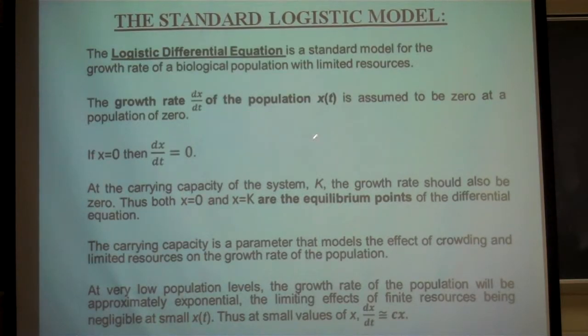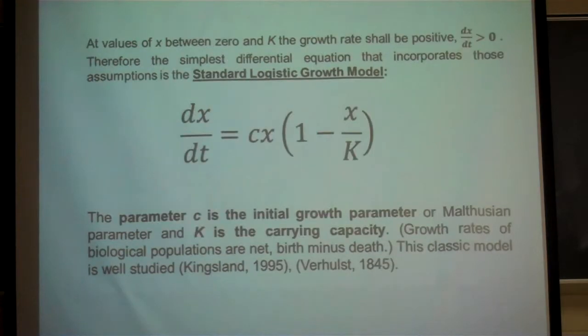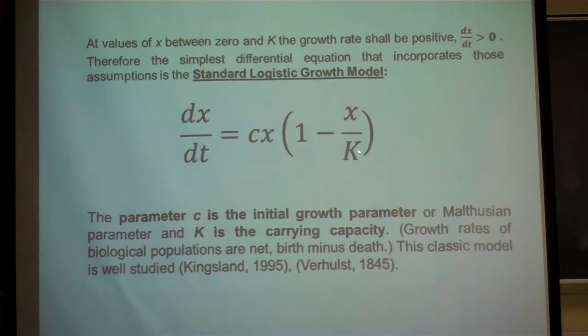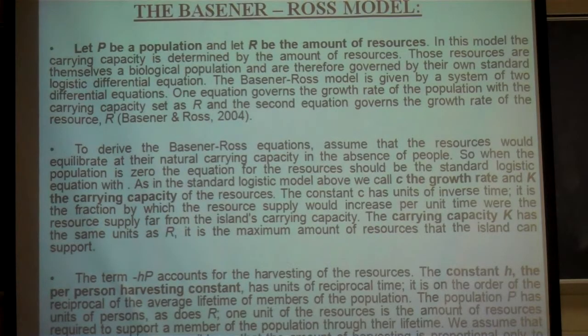The logistics model started as a standard way of modeling a lot of the population growth. This is what we consider the standard logistics model, where C is the growth rate and capital K is going to be the carrying capacity. My colleagues Bill Basner and David Ross started to study this over a decade ago.